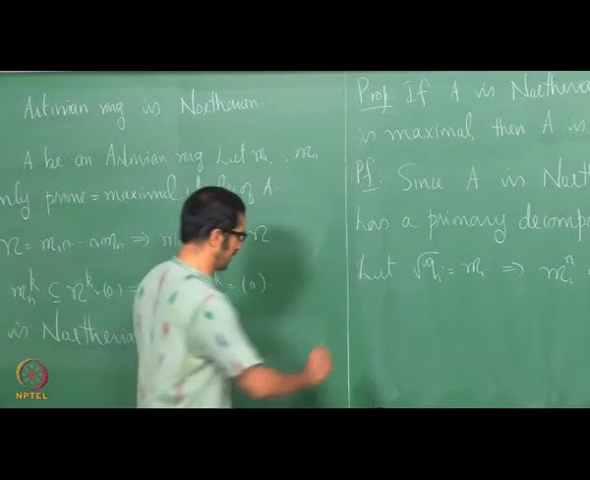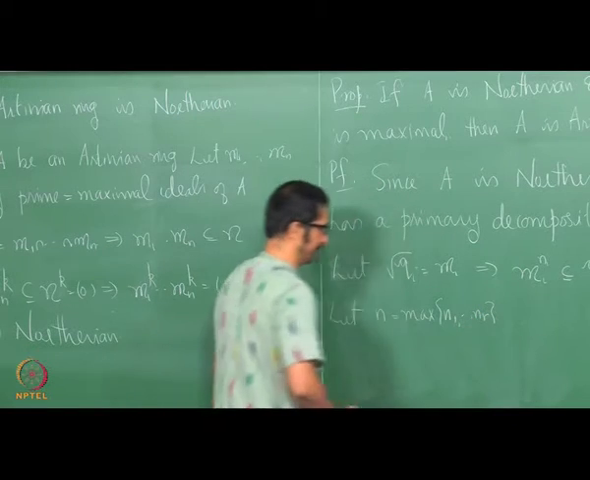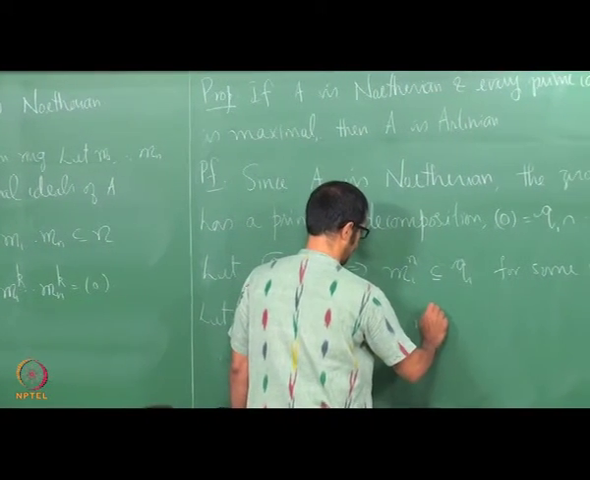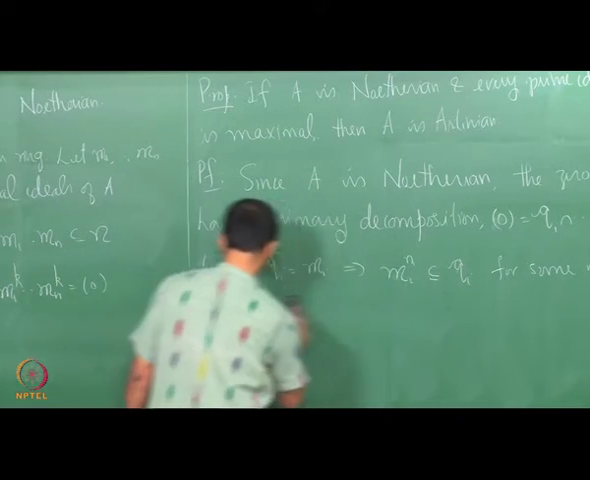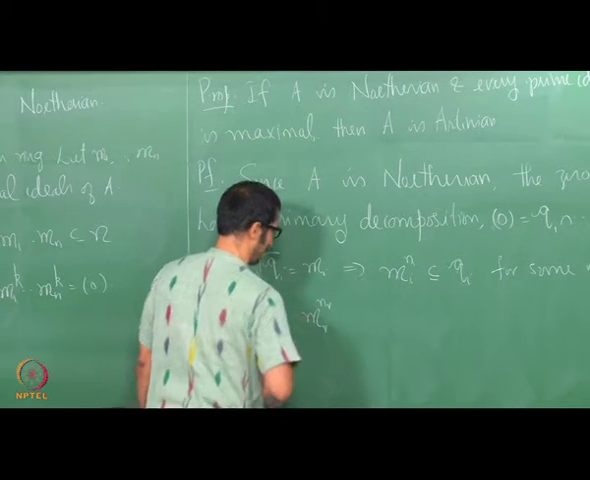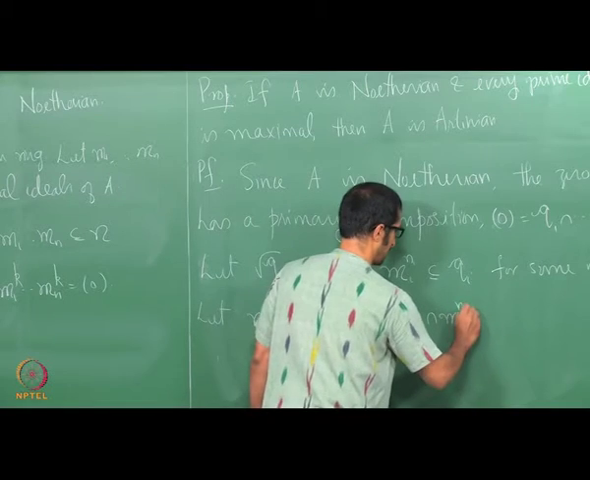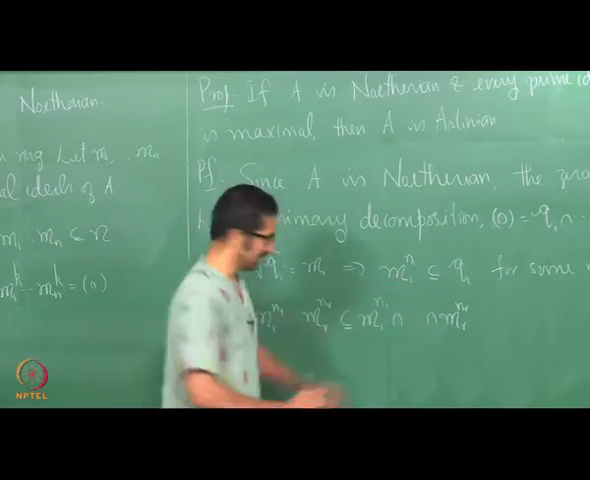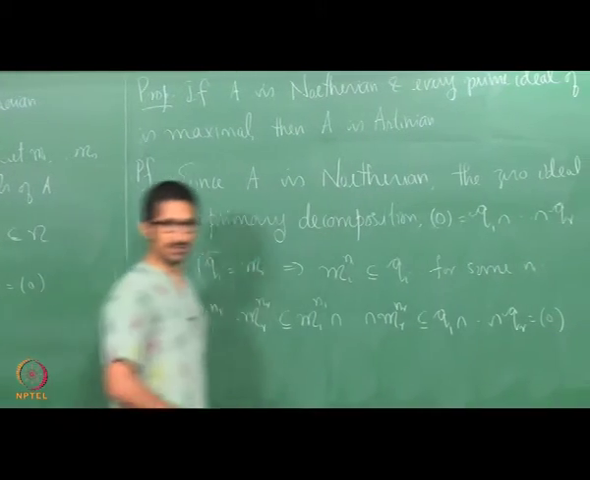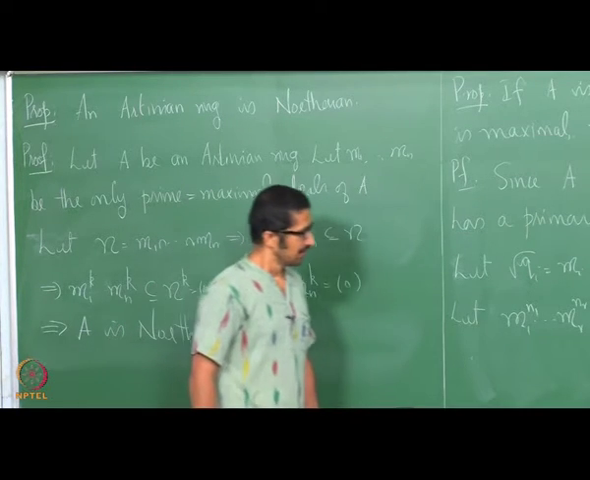Okay. Now if I take n to be the maximum of n1 up to nr, what can you say about m1 power, okay, I don't even require that. I can simply say m1 power n1 times up to mr power nr. This is contained in m1 power n1 intersection up to mr power nr. Now each one is contained in Qi. This is contained in Q1 intersection Qr, but this is 0. Now we are through.